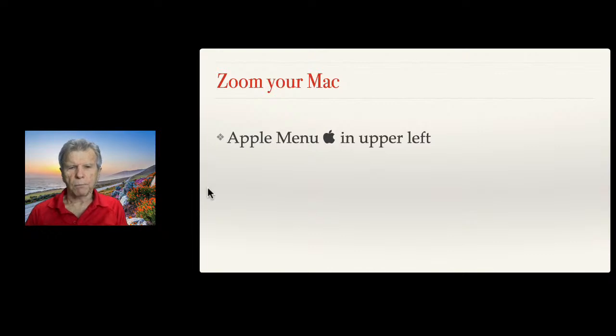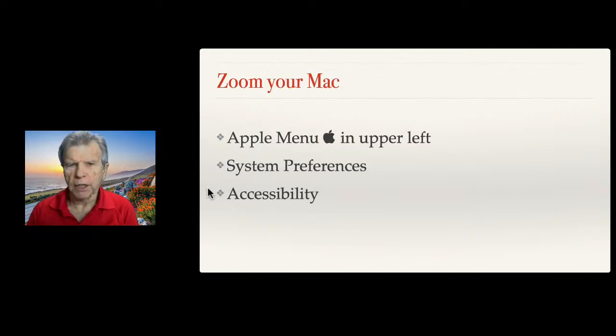To get to it, you simply go to the Apple menu in the upper left-hand corner of your screen. You slide down to System Preferences, click on that, and then you click on Accessibility. Now, the accessibility icon in System Preferences is located in different places on different versions of the operating system, so don't expect it to be where you'll see it here in the demo. And then you click on Zoom.